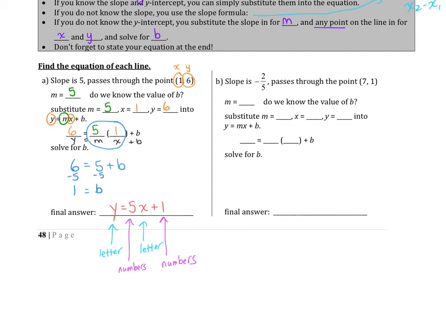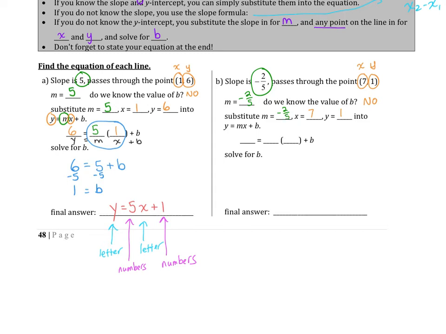So the slope is -2 over 5. So we do not know the value of b. So when we don't know the value of b, you have to be given another point so that you can substitute those in for x and y. So the x gets substituted in for 7, and the y gets substituted in for 1, and the slope gets substituted in for -2 over 5.